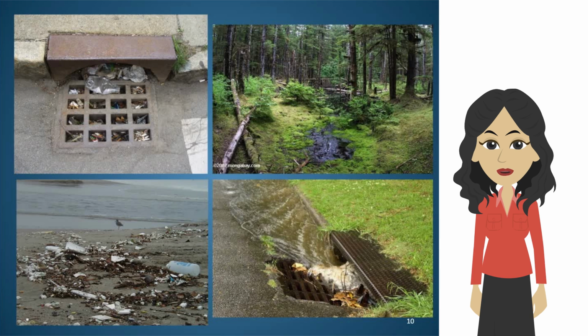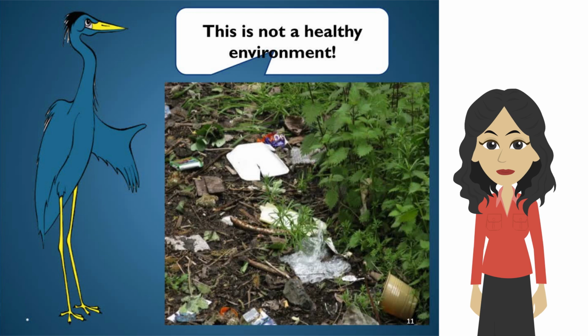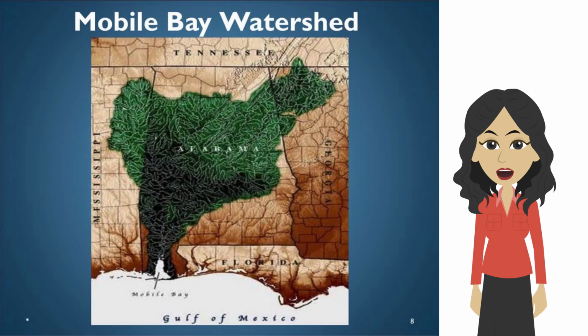These pictures can help us to understand how our environment becomes unhealthy. When stormwater carries trash throughout our watershed, it is no longer a safe and clean environment for us or for the animals that live here. So, if we see trash in Mobile Bay, where could it have come from?